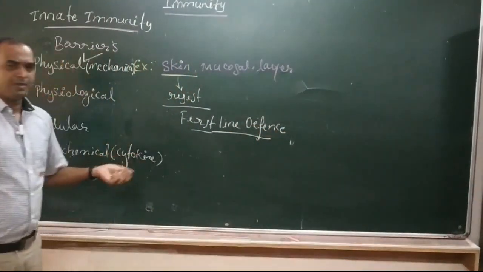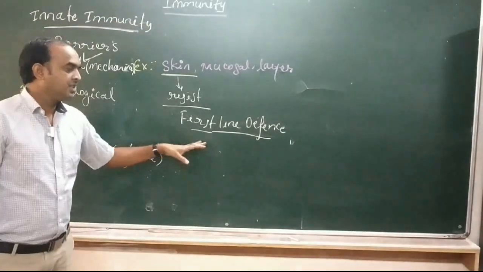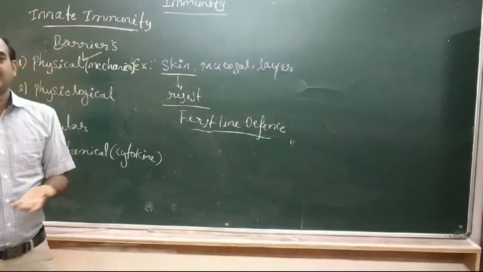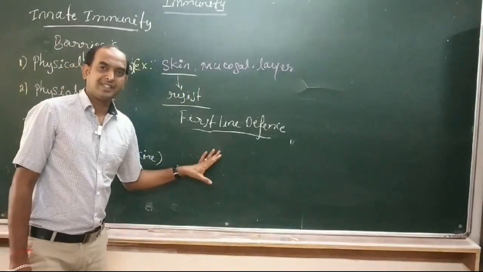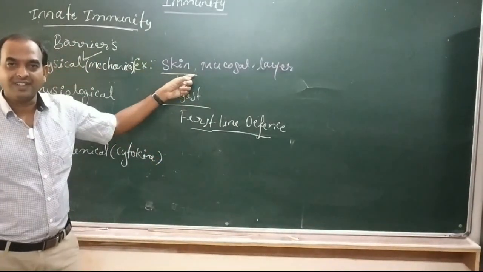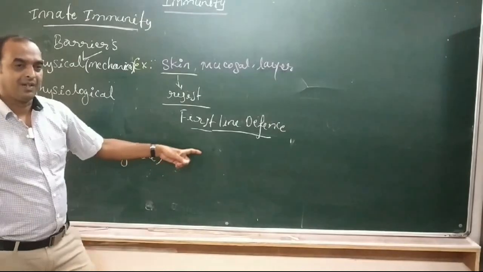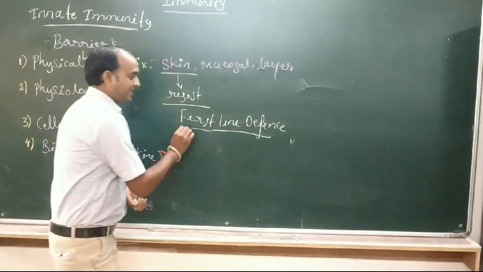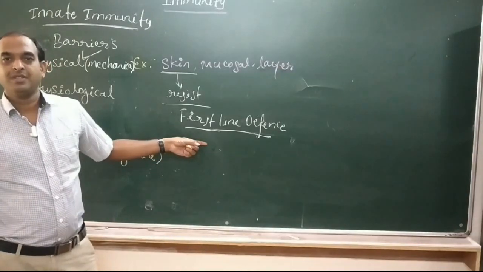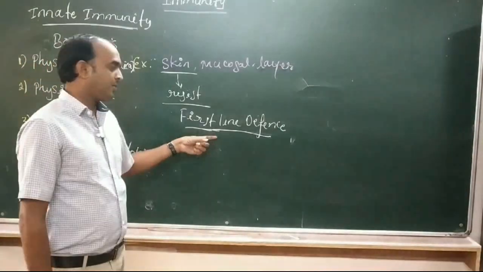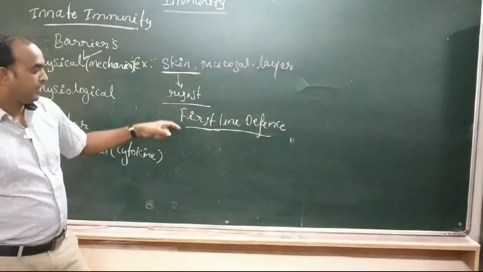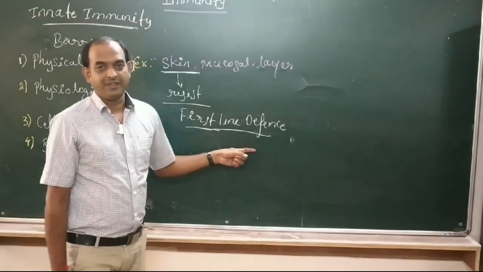It is a common question asked in CET or GATE: which is the first line defense? The first line defense is our skin. Now why do we call it the first line defense? Any organism entering the body must first face the skin, and only after the skin can it enter our body. Because of that, we call it the first line defense. Whichever organism wants to enter our body first has to cross the skin.